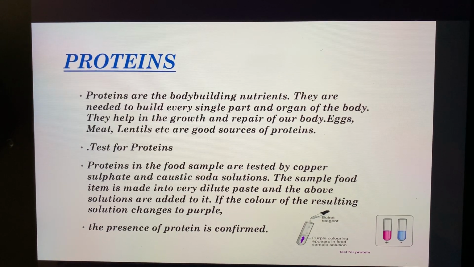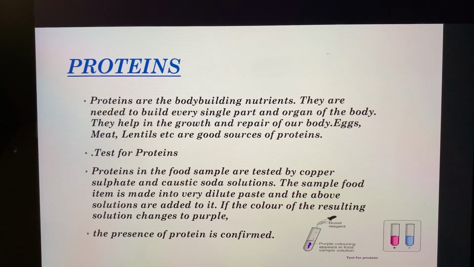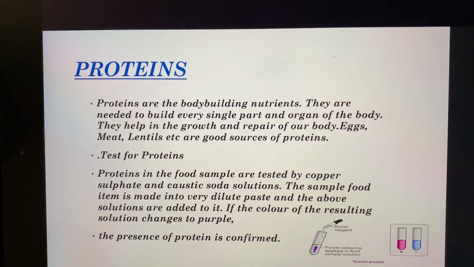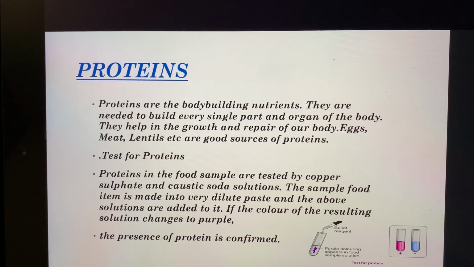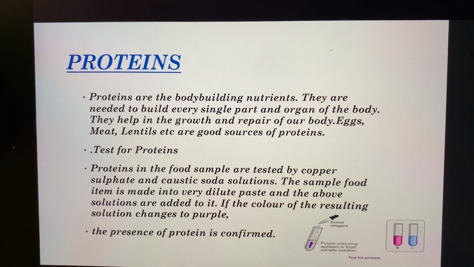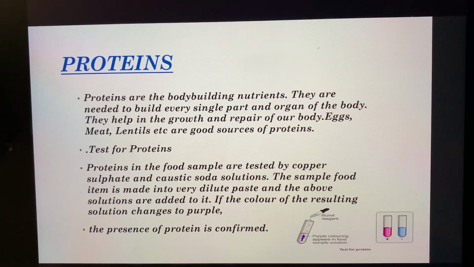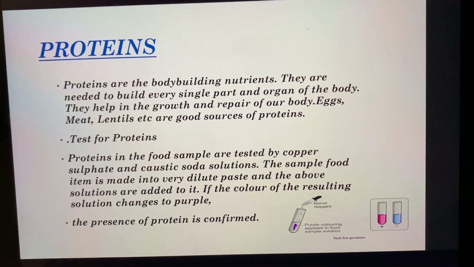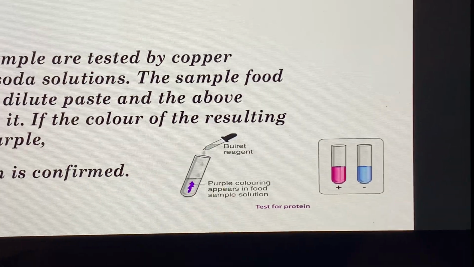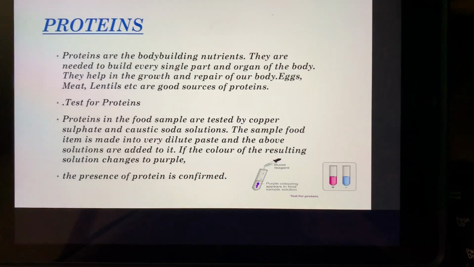Now from where do you get proteins? You get it from eggs, meat or lentils. And if you want to know that the food you're eating contains proteins, what will you do? You will just prepare a food sample and then you can test it with copper sulfate or caustic soda solutions. And if you get a purple color in your solution, you can confirm that protein is present. Now here you can look into the figure in detail, how you do the experiment, but that we'll see when we get into class.